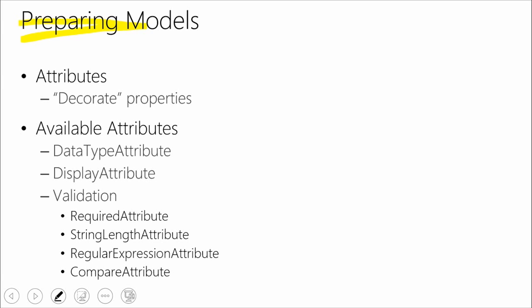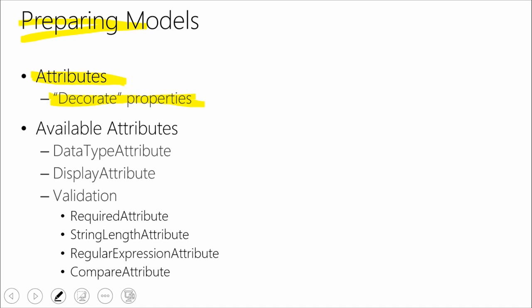So we have to tell MVC, hey, this is how we want this to look, this is how we want this to behave, and the way that we're going to do this is based on attributes, that we do need to go in and prepare our models. So the way that we're going to do this is by utilizing attributes. And what attributes do is they decorate, if you will, properties. They add additional information to the property that the MVC runtime is going to be able to understand.